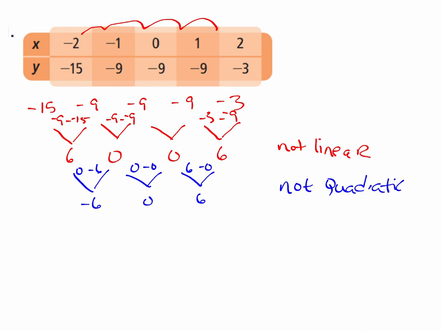So let me switch pen color again and try the next row. 0 minus negative 6 is 6. 6 minus 0 is 6. So this is a cubic polynomial.